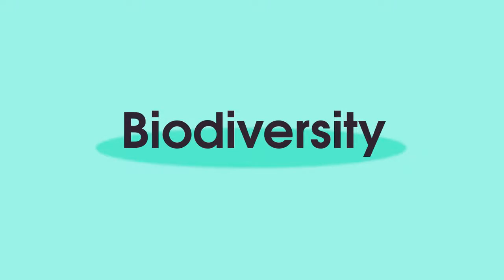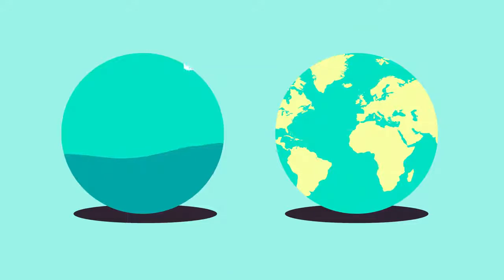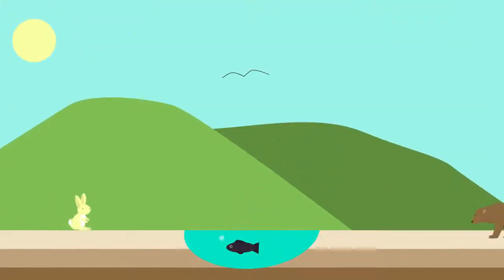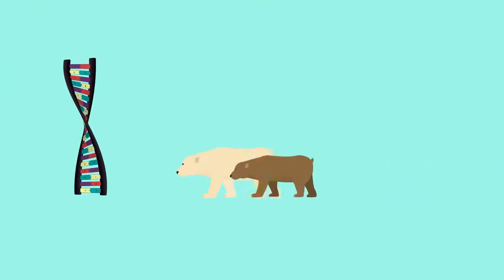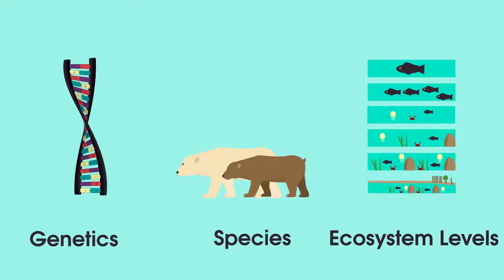Biodiversity is a key concept in ecology and has importance on both local and global scales. Biodiversity is the degree of variation of life, or, to put it more simply, the number of different individuals and life forms in an area. Scientists usually measure biodiversity on either genetic, species, or ecosystem levels.